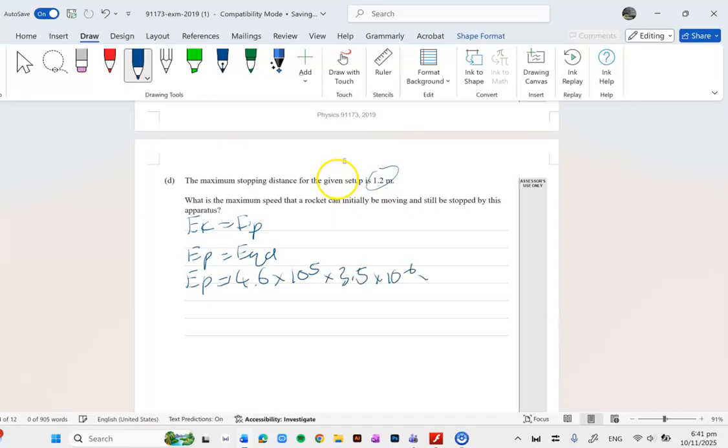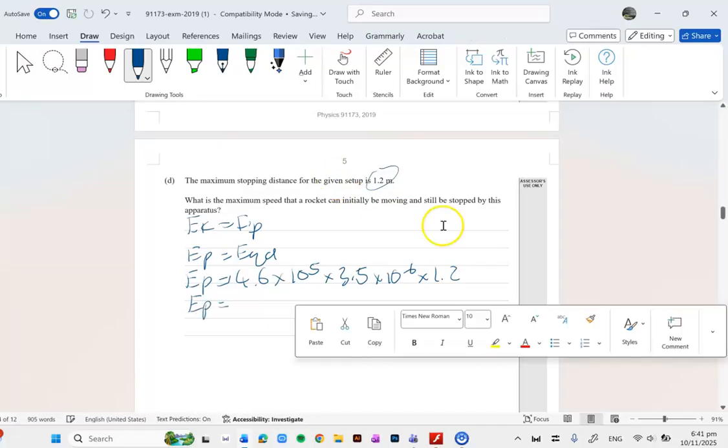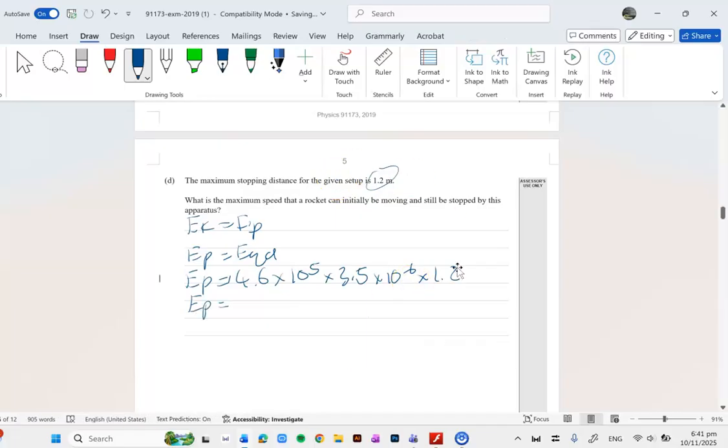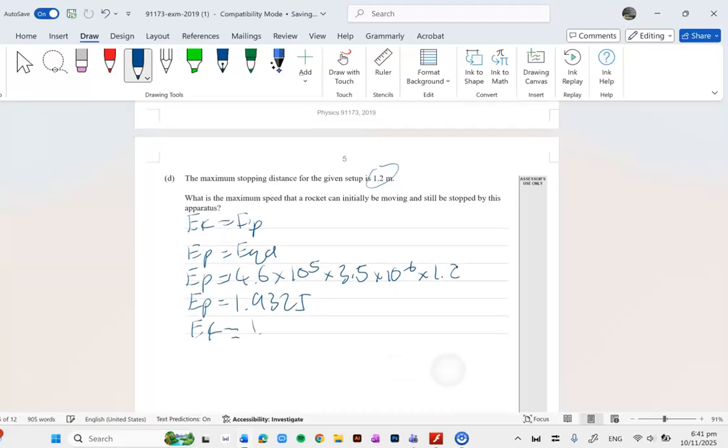Times 10 to the negative 6 times the distance 1.2. So if I put that into my calculator, 4.6 times 10 to the 5 times 3.5 times 10 to the negative 6 times 1.2. It's going to give me 1.932 joules. So EK equals 1.932 joules.